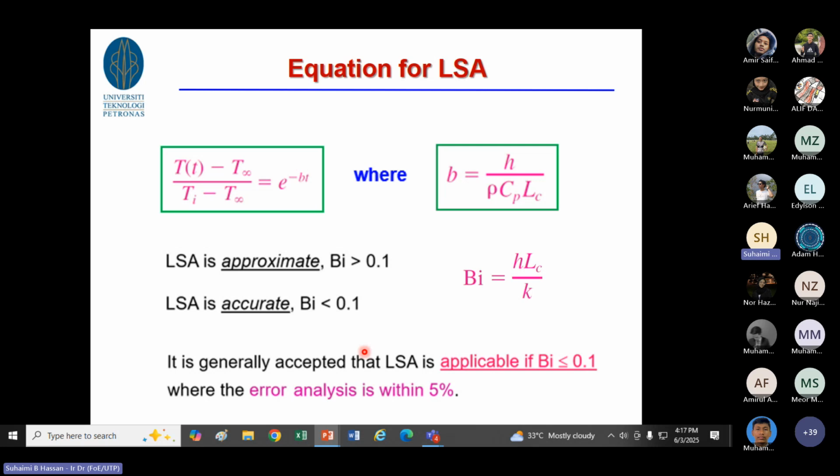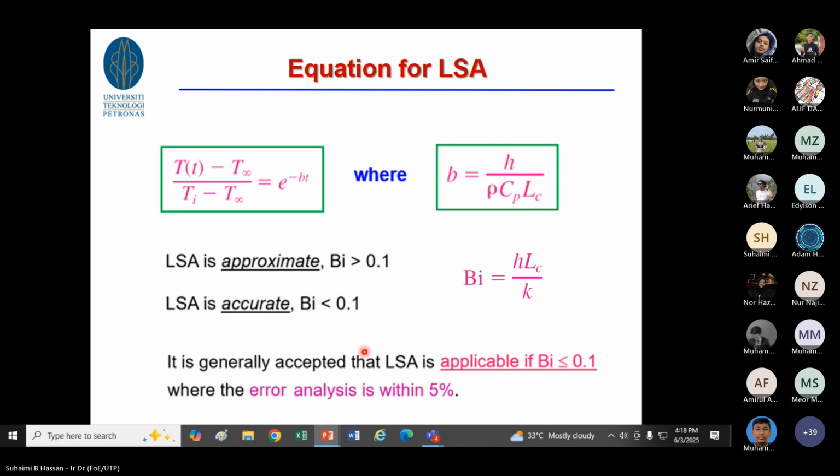If the Biot number is less than 0.1, your calculation is accurate when using lump system analysis. If your Biot number is larger than 0.1, you still can use lump system analysis, but your answer is only approximate. For the accurate one, you have to use the OTA, which is called one-term approximation. Any questions? Does everybody understand?